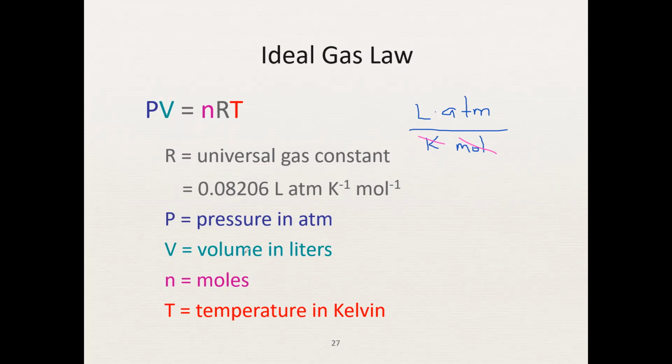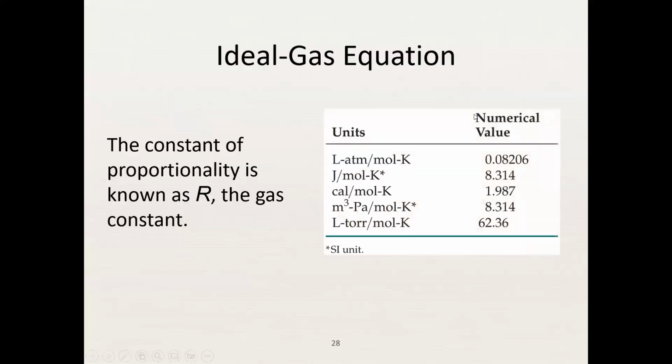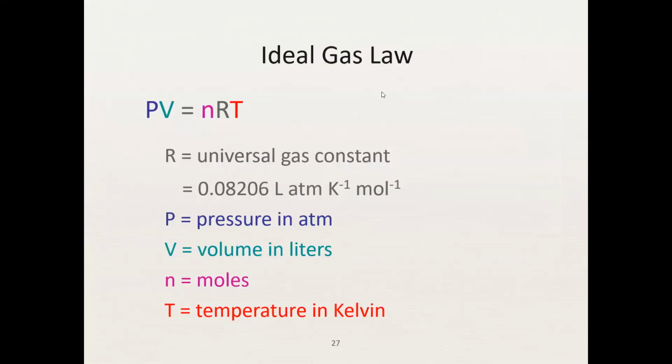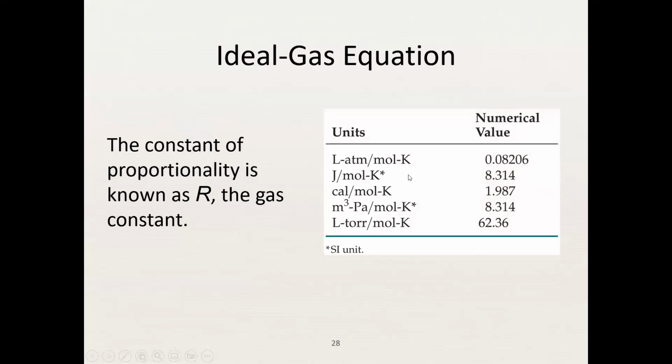But if we did have pressure and volume in different units, we would just need to use a different R value in order to make sure that our units match up, make sure that our calculation is ultimately going to work. And then with the R, like I was saying, depending on what unit we have, there's a whole host of actual numbers for it. So the one that we'll use most commonly is liter atmosphere over mole Kelvin, so 0.08206.